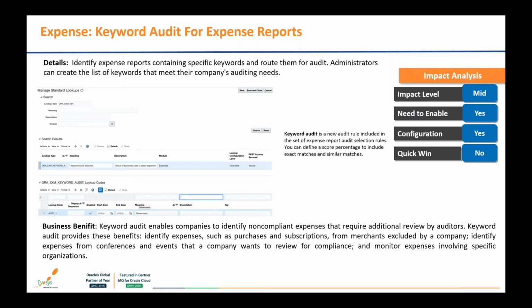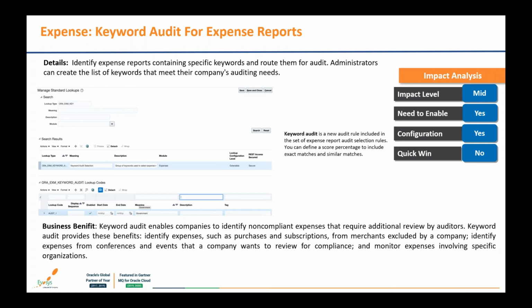Now, what does this mean? Till now the expense reports can be audited on the basis of percentage, that if I want to audit a specific percentage of the expense reports, the system will automatically select random reports based upon that. Or if I want to audit the expense reports on the basis of some amount, that any expense report submitted over and above this particular amount needs to be audited, or on the basis of some receipt missing or violation of the policy.